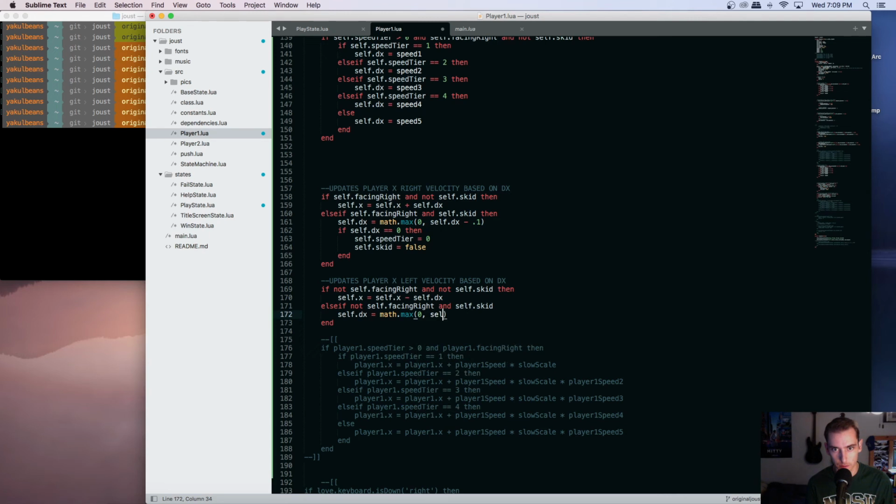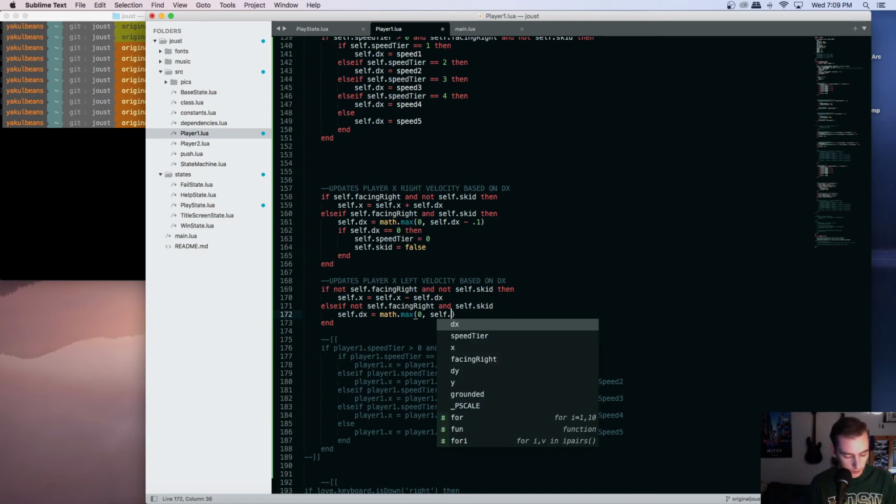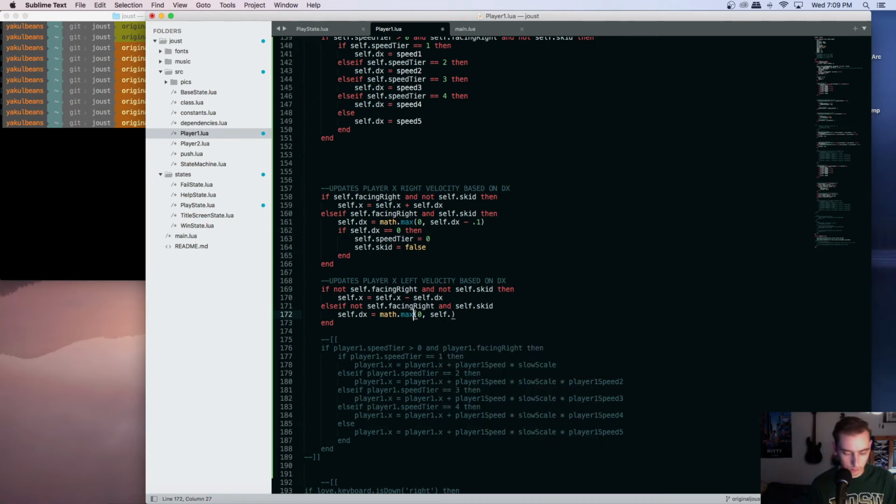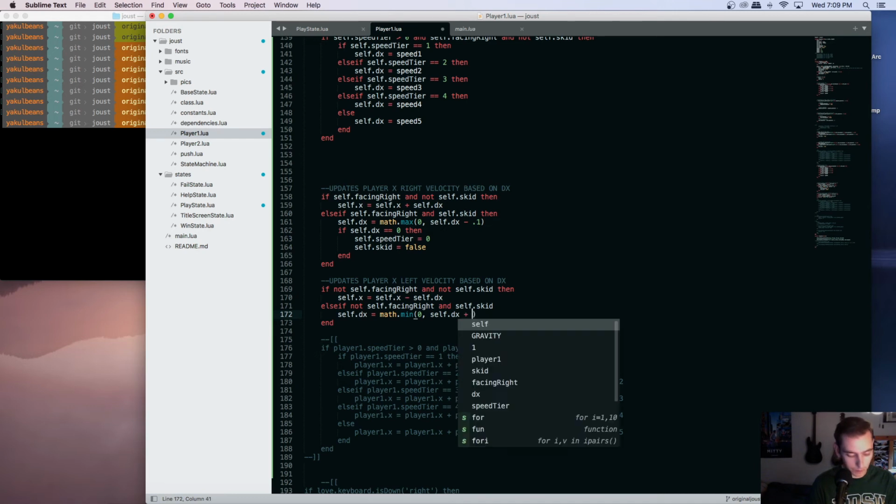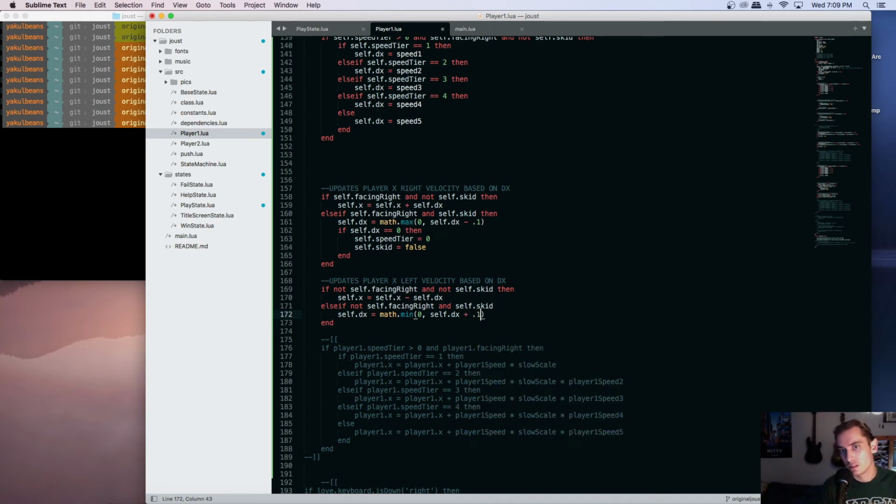Otherwise, actually, wait. Self dx. Oh yeah, we want it to clamp to 0 still. Because dx, no, we do want it to clamp to 0, but we want Math.min because self dx will be being added to slow it down because it's facing the other way. So Math.min for the other direction.